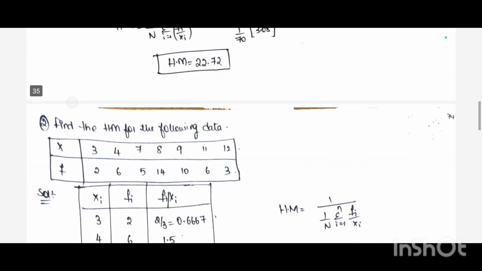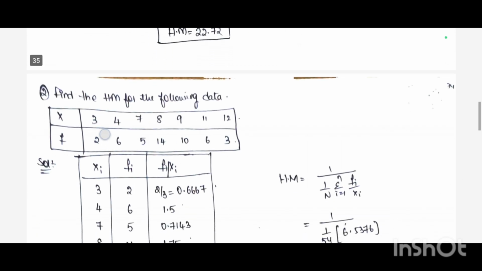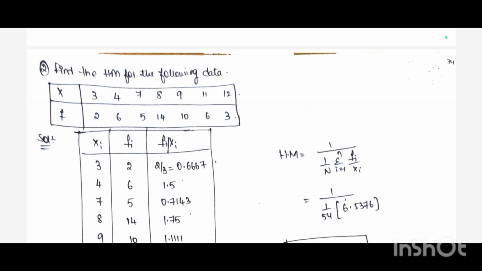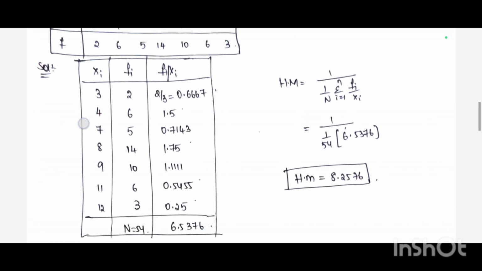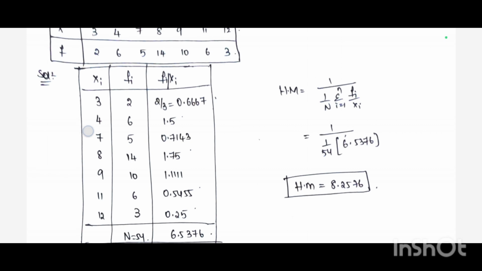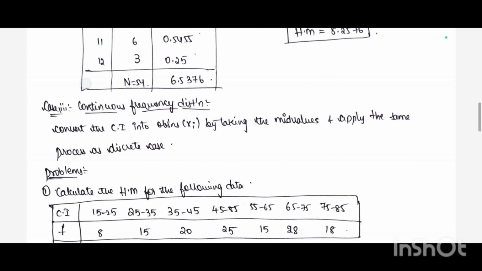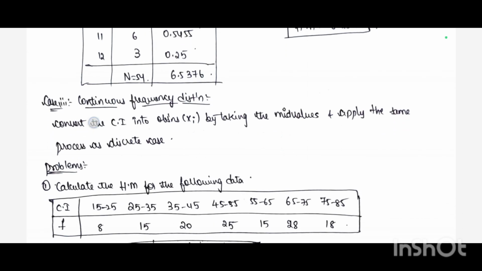Find the harmonic mean for the following data. Okay, this is also discrete frequency type data. X equals the given values and f equals the given frequencies, discrete with frequency data. The same formula we have to apply: N divided by summation fi divided by xi. So here we got the solution like this: 54 divided by 6.5376, that is 8.2576. For continuous frequency data, we have class intervals with frequencies.